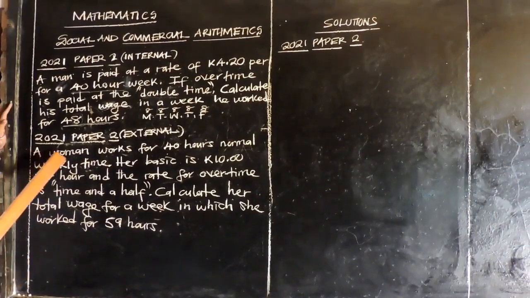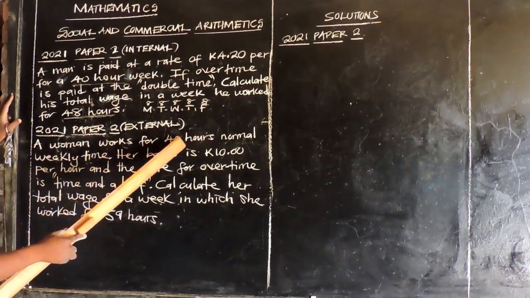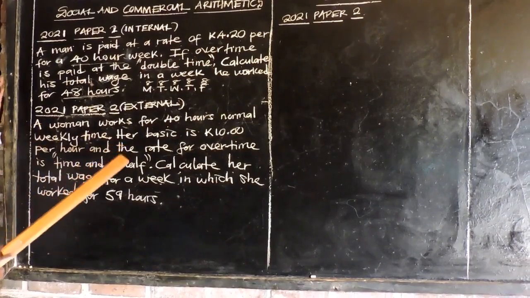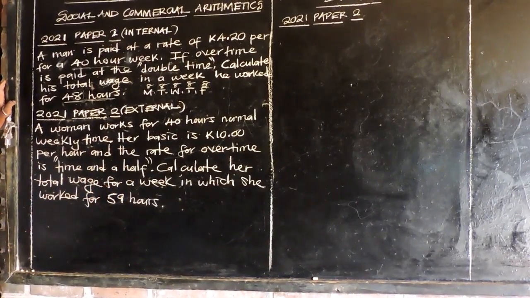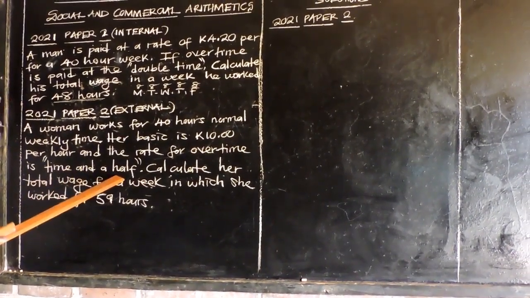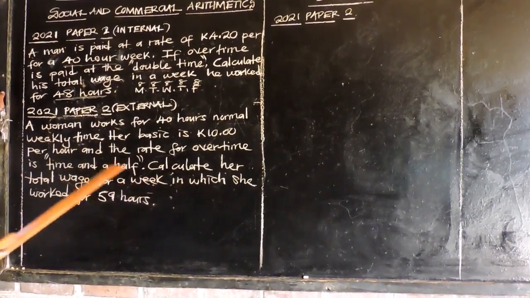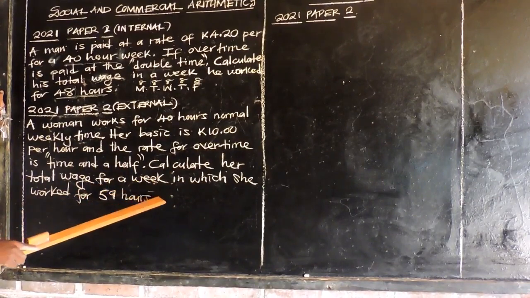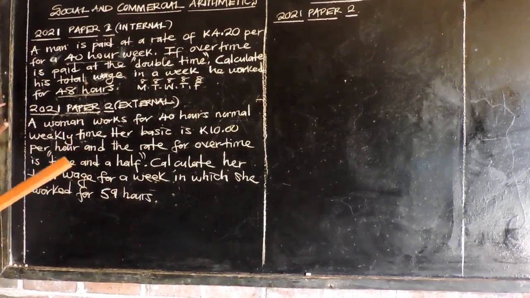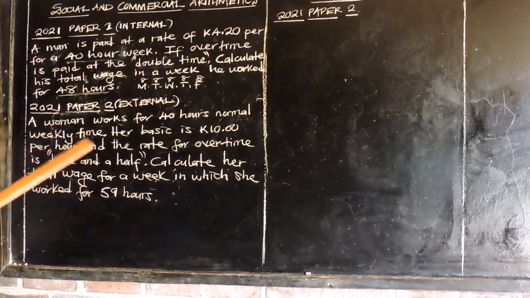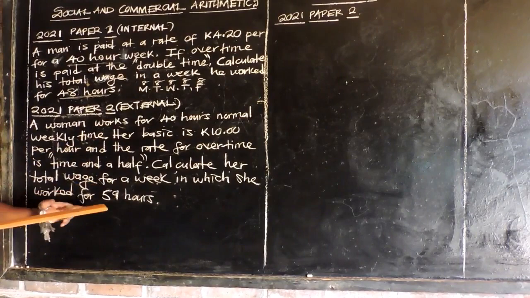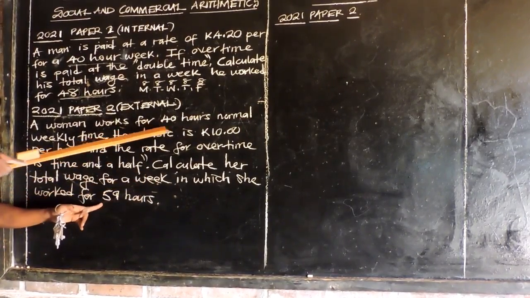It's saying a woman works for 40 hours, normal weekly time. Then they're saying her basic rate is 10 kwacha per hour, and the rate for overtime is time and a half. Calculate her total wage for a week in which she worked for 59 hours. Are we together, people? So the normal working hours for this woman is 40 hours, but there was a week in which she worked overtime, 59 hours instead of 40 hours. So take note.